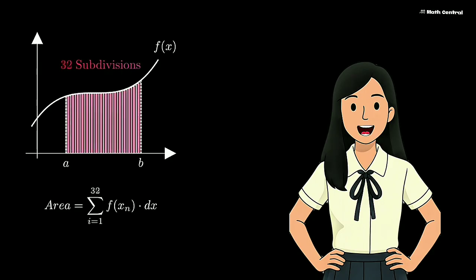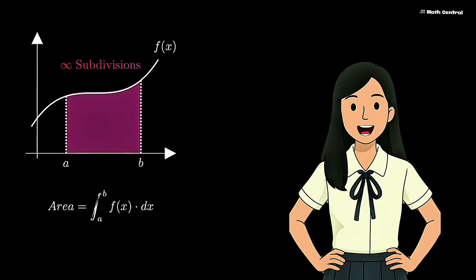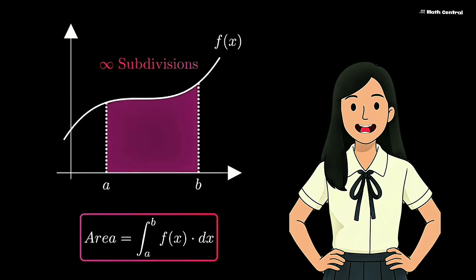We use integration. Area is equal to the integral of f(x) times dx. And that's how we can get the exact area under a curve. Now, let's go on to our examples for better understanding.